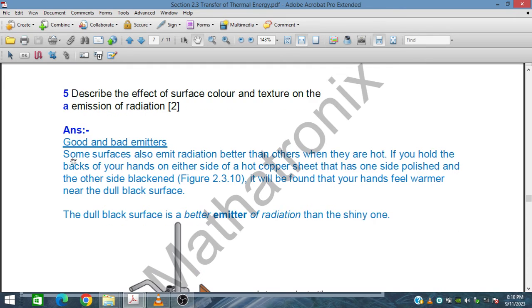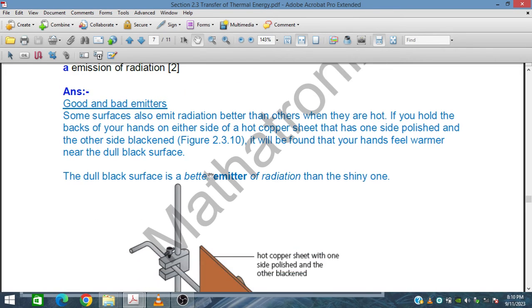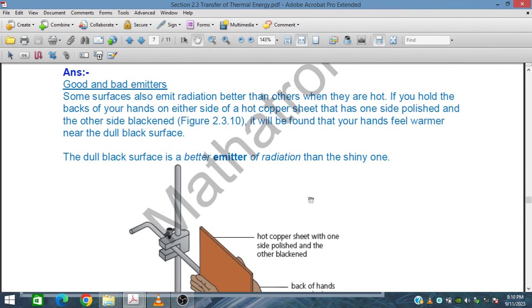Part 5. Describe the effect of surface color and texture on the emission of radiation. Good and bad emitters. Some surfaces emit radiation better than others when they are hot. If you hold the back of your hand on either side of a hot copper sheet that has one side polished and the other side blackened or rough, it will be found that your hand feels warmer near the dull black surface.